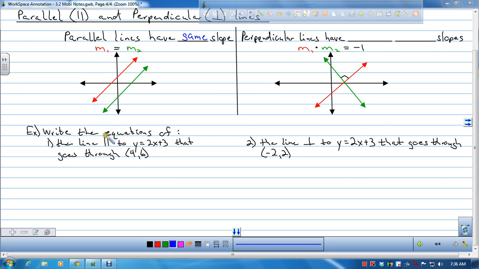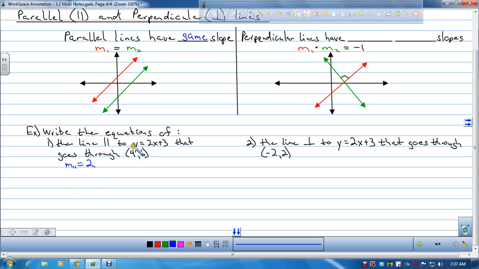Okay, so when we're looking at this example over here, then it says write the equation of the line. Now, this is a symbol for parallel lines. Okay, two lines, two parallel lines right there. So the line parallel to this equation, this line that goes through 4, 6. So here's what we'll do. I know if this new line is going to be parallel, that it's going to have the same slope. So the slope of that parallel line is going to equal 2, right?